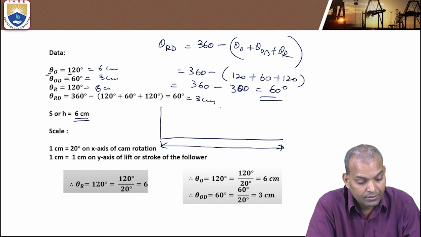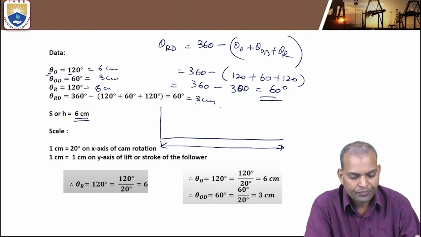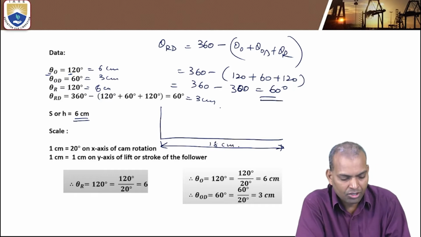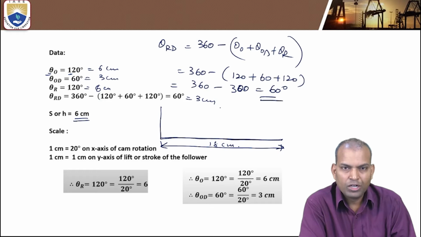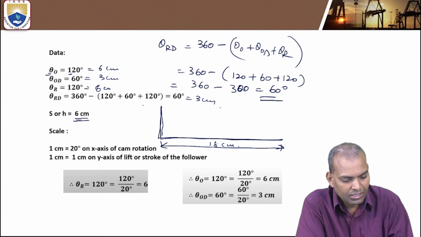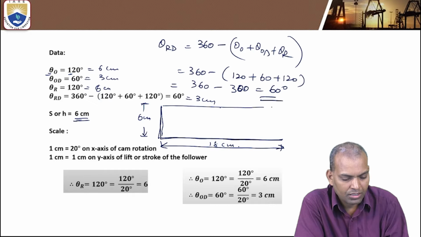Now how much is the total length of the scale? 6 plus 3 and 6 plus 3, 9 plus 6, 15 plus 3, 18. So we have to draw an 18 centimeters horizontal line. And what is the height? The height will be 6 centimeters, which is already given here. Draw the square or rectangle.